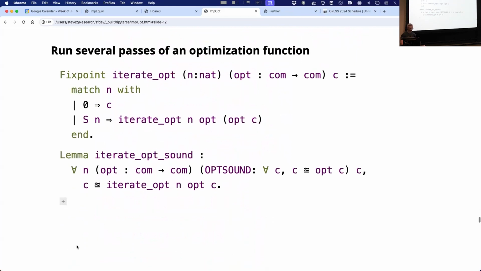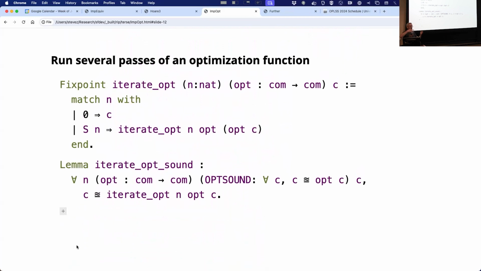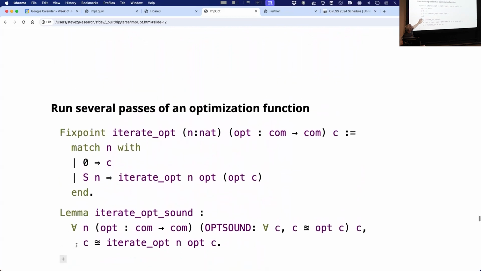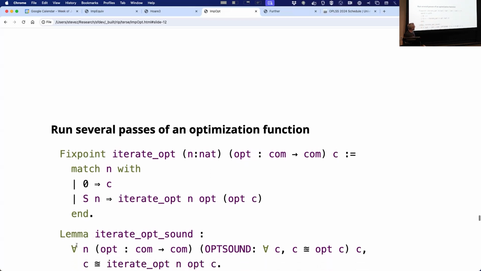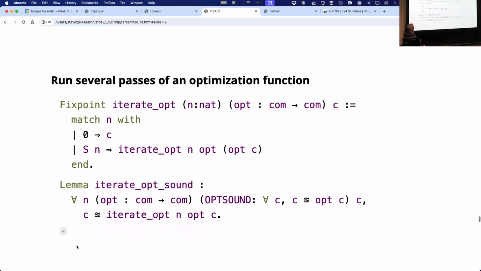And finally, in a real compiler, you might do a bunch of optimizations and do them over and over again to expose more possibilities. So this is really just taking an optimization pass, which you can think of as a function from command syntax to command syntax, and running n iterations of that optimization pass. This is completely generic, and we can prove a sound version. For any syntactic program transformation, if we can prove that C is equivalent to opt-C, then it's very easy to show that if you run that optimization n times, it's still sound.